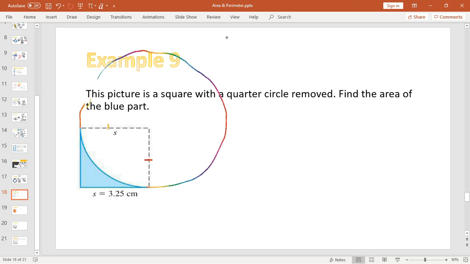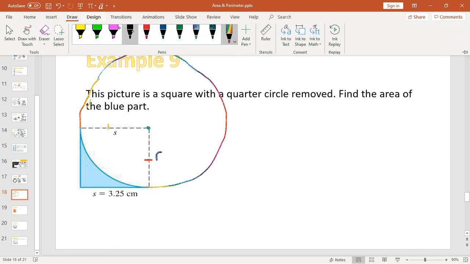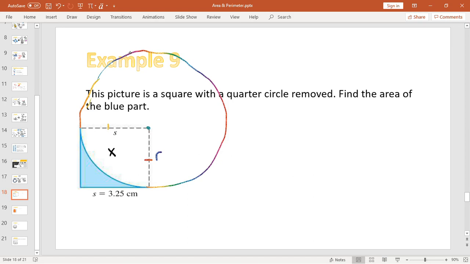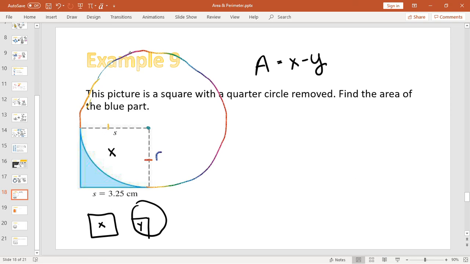So there's a circle. This is the center. And this happens to also be a radius, doesn't it? So that's useful. So we're going to make our square x, and our quarter circle that we're going to take out as y. And to find the area for this, we're doing a subtraction because we just want the leftover. So we want that square subtract that quarter circle, and that'll give us the blue part.